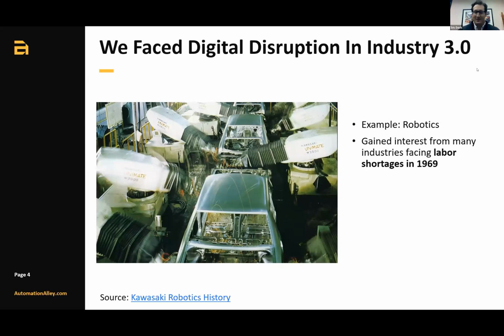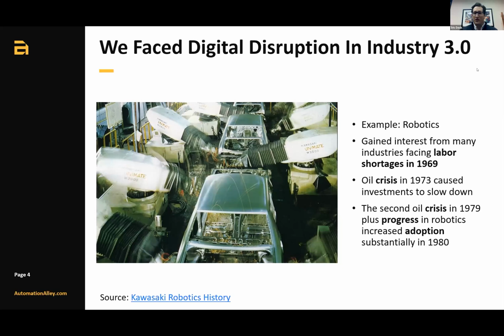And I think you can see the parallel between today. And then about 4 years later, there was an oil crisis that slowed down investments. But then in about 1979, there was another oil crisis. Now, along the way, there had been progress in that technology, and also companies had been following robotics. And adoption in 1980, when the return on investment was a little bit more palpable, it adopted significantly, but only for those who are ready to take on that disruption.